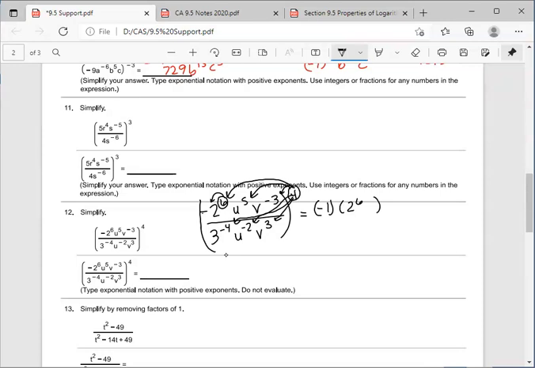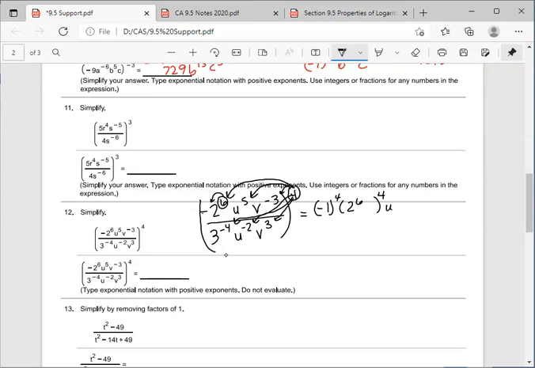Okay, but this 4 on the outside still needs to go with both of these. Hope that makes sense, because that's a little bit tricky. That negative is just a negative 1. It's not in parentheses, so it doesn't go with the 2 raised to the 6th power. And the reason I'm putting it to the 4th is because the 4th has to go with everything. It has to go with the negative. It has to go with this.